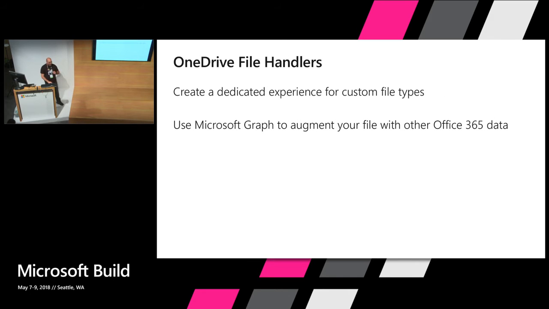OneDrive has a file handler model. Did anyone else know that that existed? Probably not. So file handlers are a great way, if you have a custom file type, to integrate with OneDrive. What it lets you do is get access to some menu items, and when the user activates your file handler, it will bring up a new window to a service that you host, and you can do whatever you want. So some examples of these in production today.